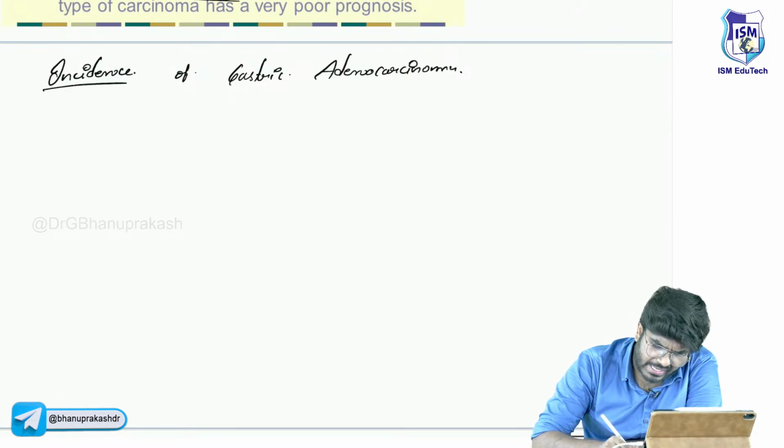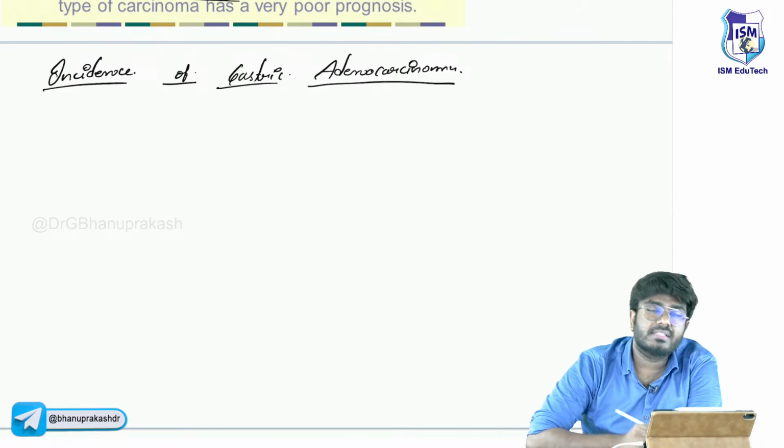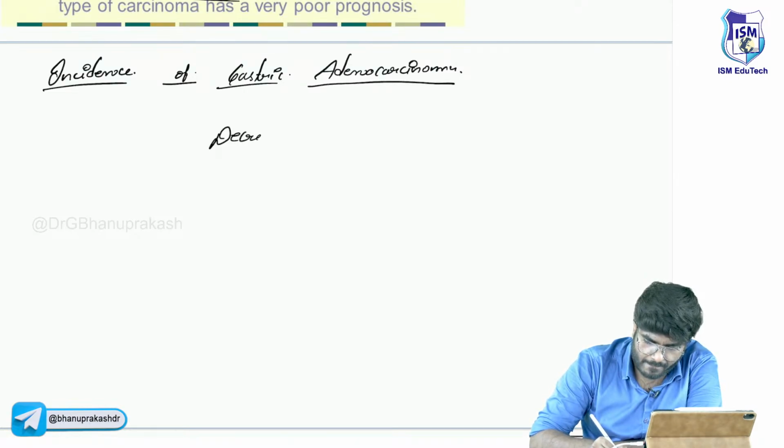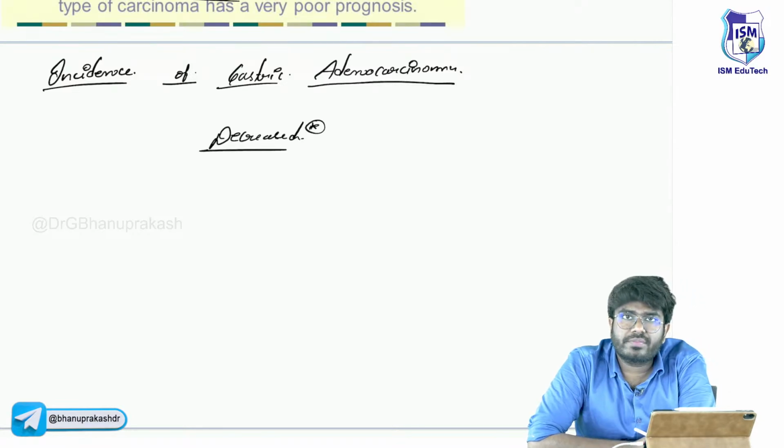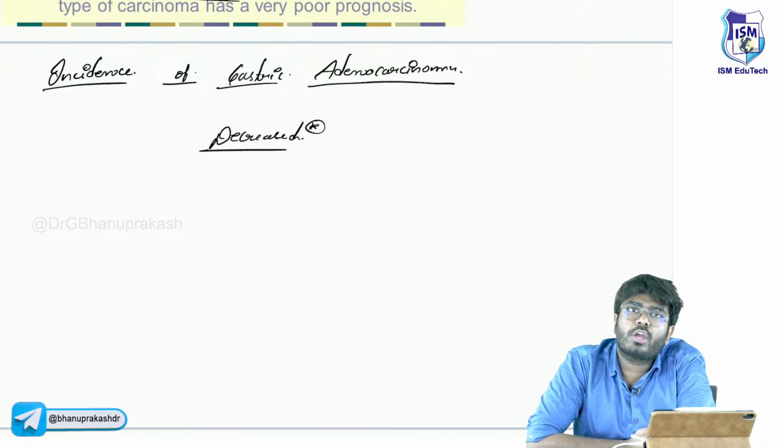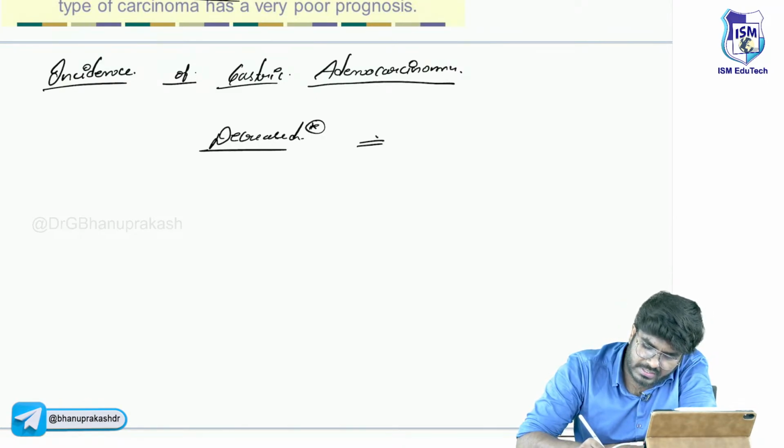The incidence of gastric adenocarcinoma these days has actually decreased. In the last 20 years, the number of cases of gastric adenocarcinoma, like stomach cancer cases, has decreased. Why? What might be the reason?